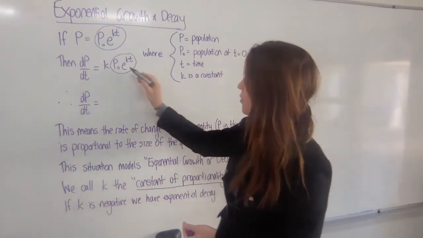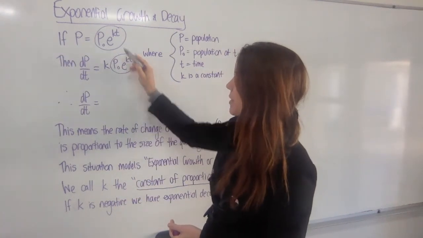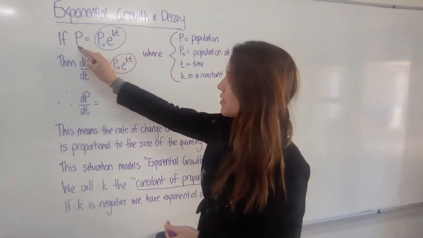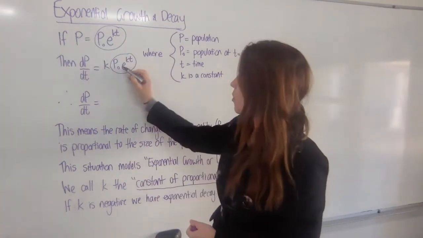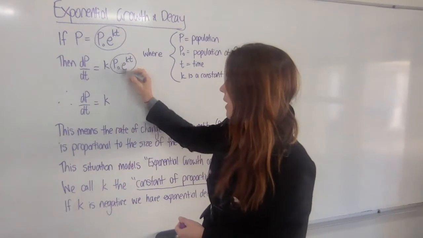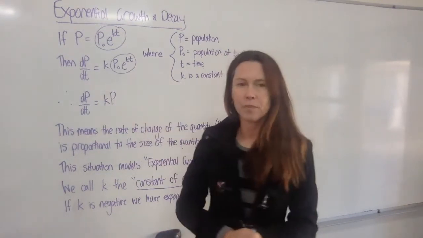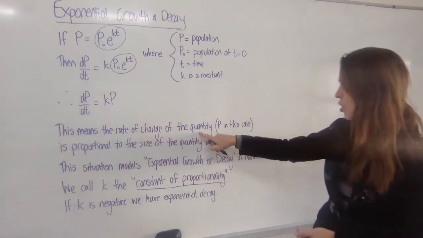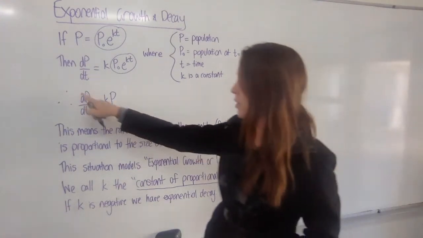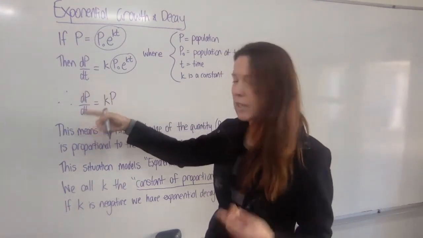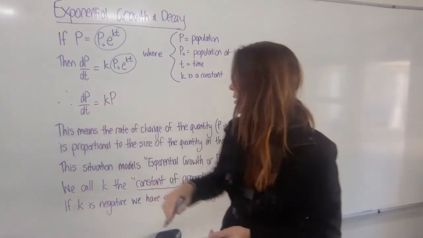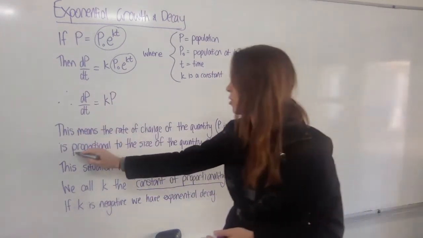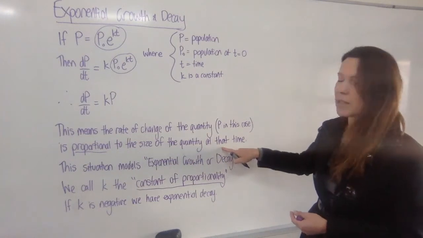So in effect, what we've got here is we could sub this in and say, well, we've got an expression for all of that, it's just P. So what we've got here is actually just kP. Now, what does this mean? Well, it means that the rate of change of the quantity, in other words, the change in the quantity or the population with respect to the time, is actually proportional to the size of the quantity at that time.